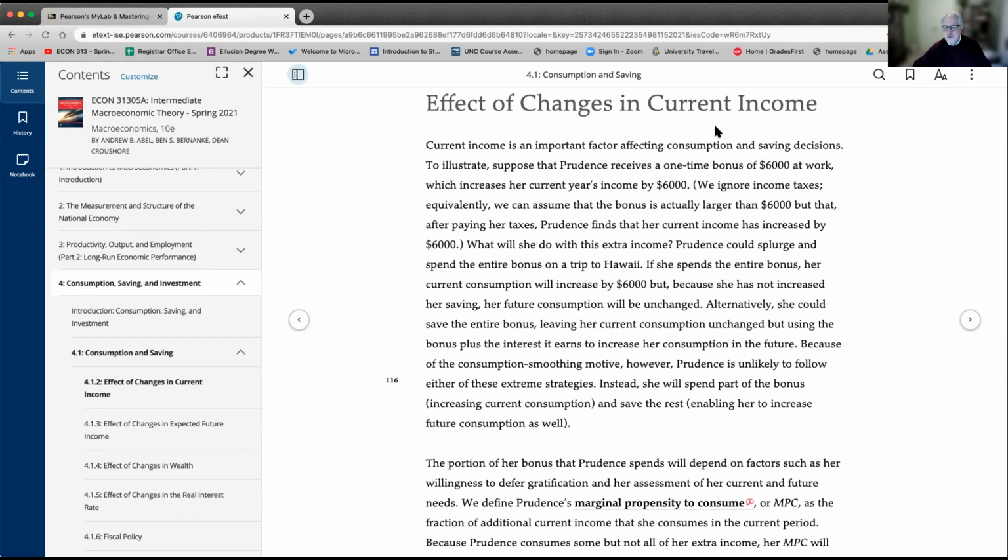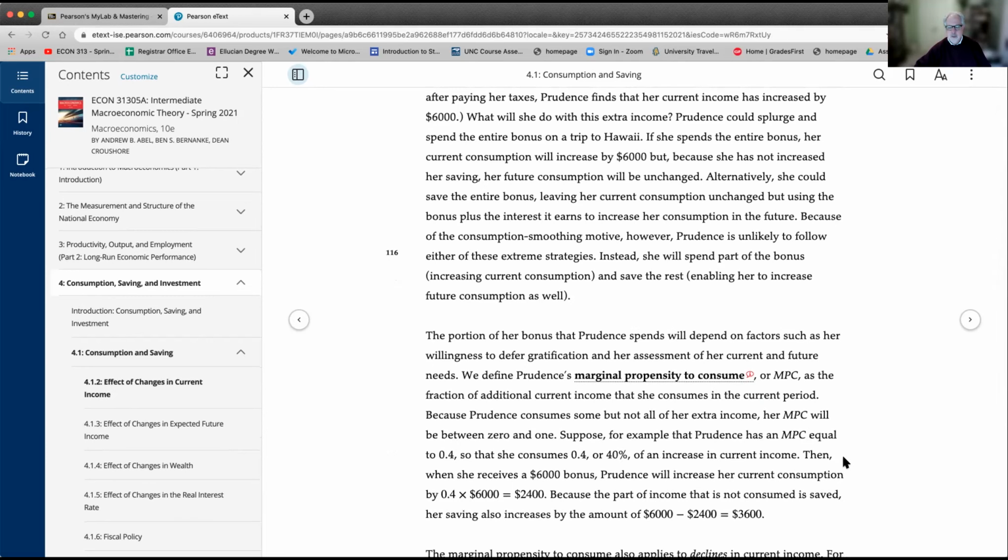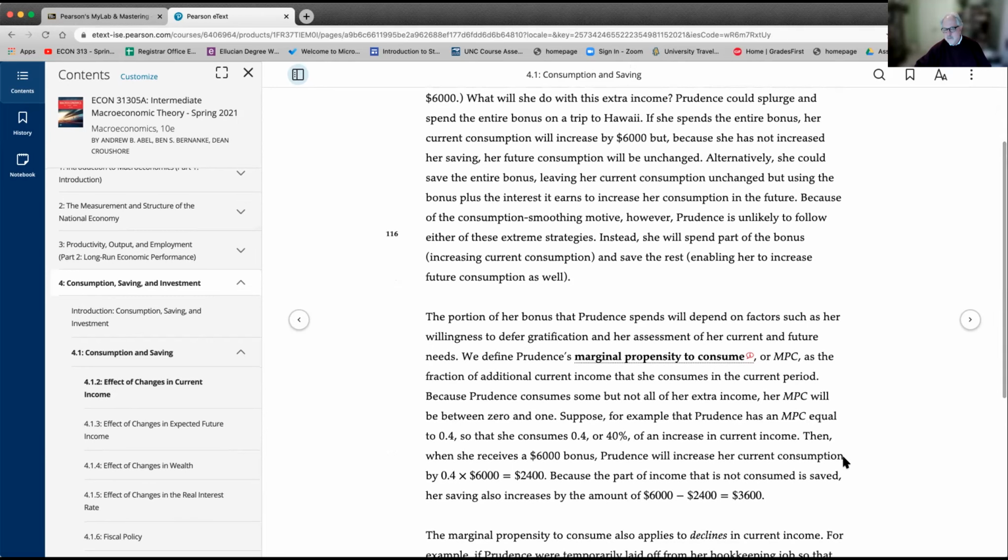Well, what happens if current income changes? That's going to have some impact on how much we consume today, and perhaps how much we consume tomorrow. So the notion of the marginal propensity to consume comes into play. You may have heard about that in your Principles of Macroeconomics course, Econ 201.